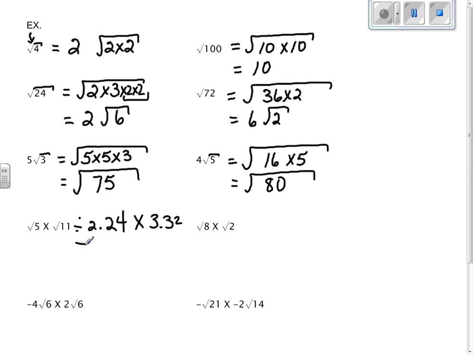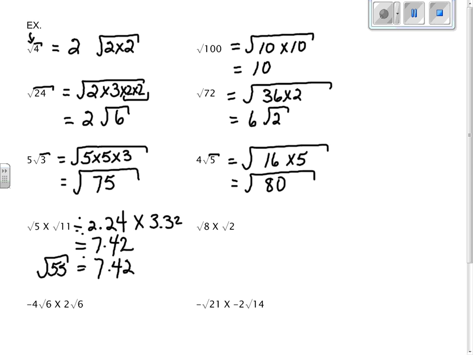When I type in root 5 times root 11, and I'm typing it all over again so it's less rounding errors, I get 7.42. Interestingly, if I type in root 55 into my calculator, oops, my calculator doesn't like that, I get 7.42.